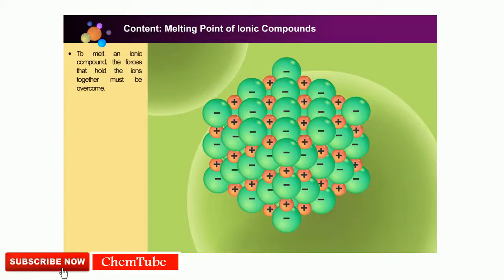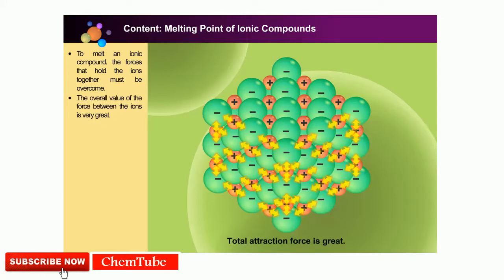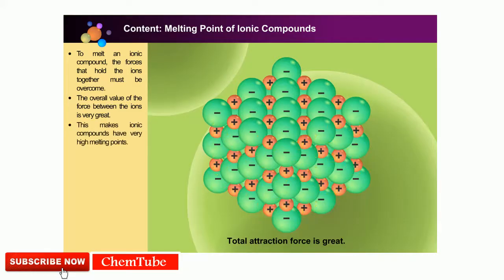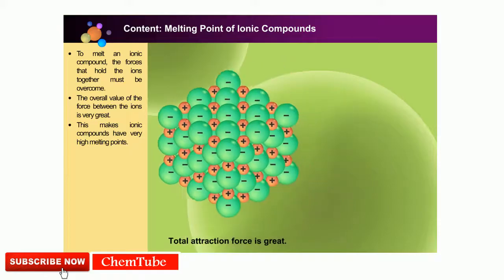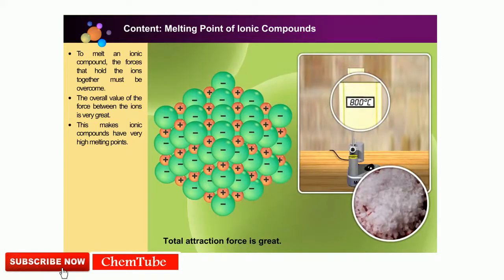In order to melt an ionic compound, the forces that hold the ions together must be overcome. Since there is a massive number of ions present in an ionic compound, the overall value of the force between ions is very great. This makes ionic compounds have very high melting points. For example, sodium chloride has a melting point of 800 degrees Celsius.